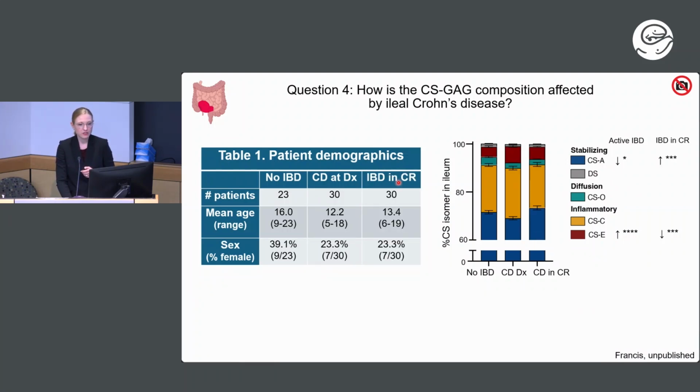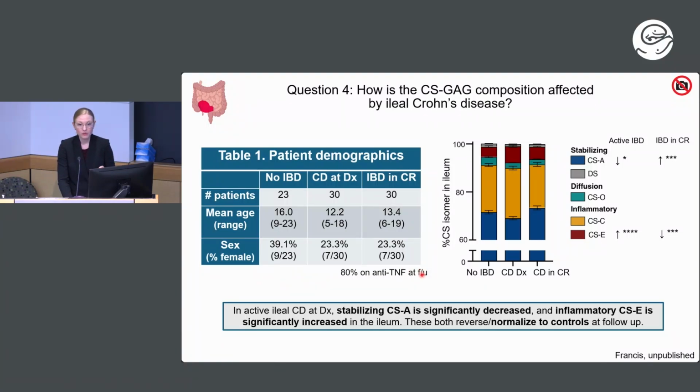Both of these changes are reversed at follow-up to match controls. And again, most of these patients were also on anti-TNF biologic agents at follow-up. So overall, we see a similar pattern to colonic IBD, where stabilizing isomers decrease and inflammatory isomers increase in active ileal Crohn's, and this is mostly reversed at follow-up on effective therapy.